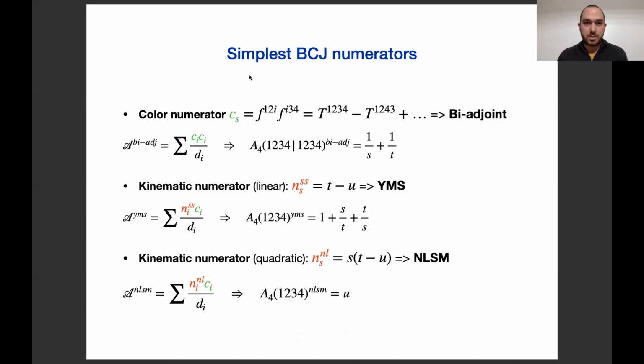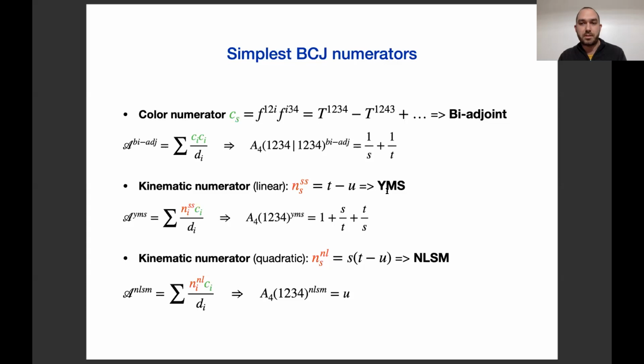Just to see some of the simplest examples, because we'll use them a bit later. The simplest color numerator you can think of at 4 points is just this in terms of structure constants, or you can write it in terms of traces. And this is all you need to build a bi-adjoint theory, right? So you just put in 2 copies of color here, and you select some double ordering that you want, you get this well-known thing. Then the simplest kinematic numerator, which is just linear in Mandelstams, is this.